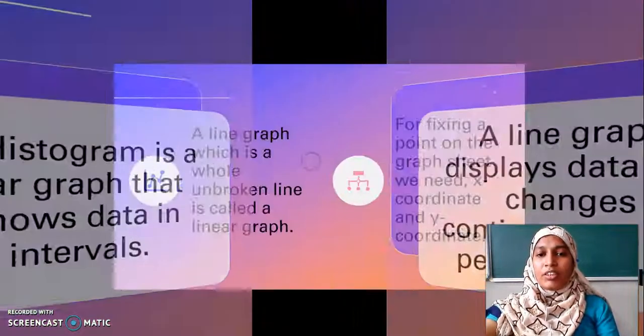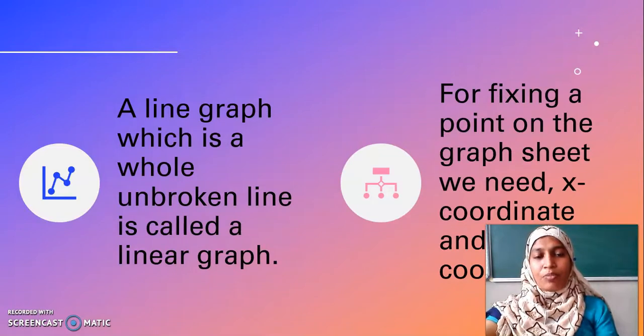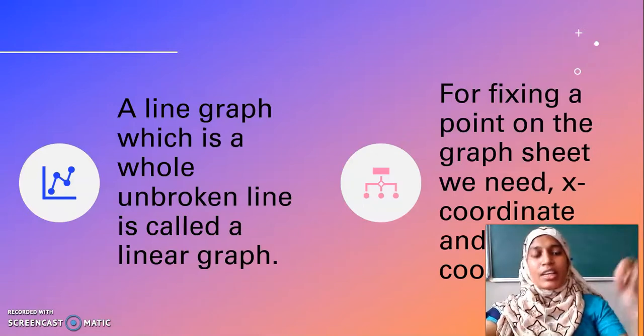Now the thing which we have learned in the previous class is the linear graph. What is a linear graph? It is also a line graph, which is a whole unbroken line. It will not break. It will not be in zigzag position. Is it clear, my dear children? Then it is called a linear graph. It will be a straight line.